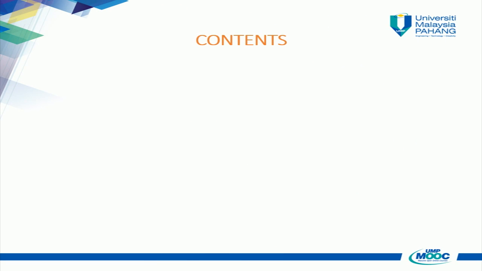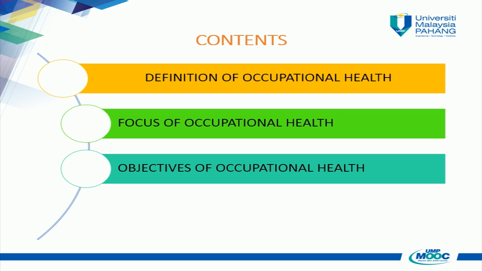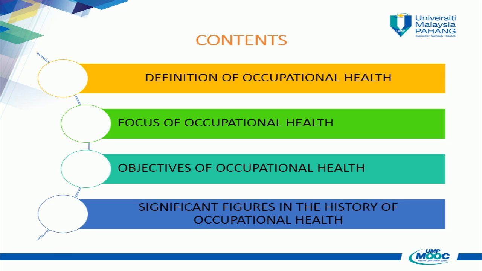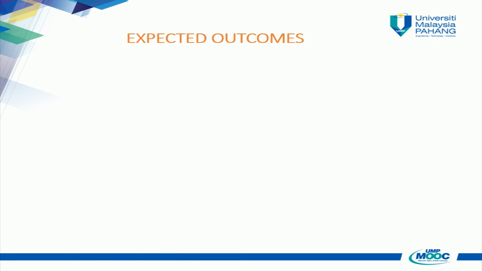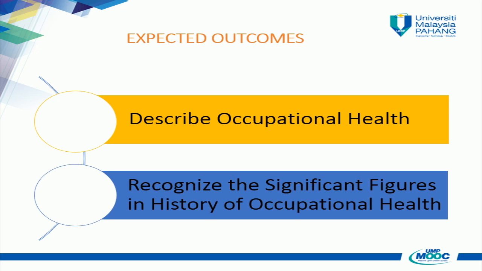Subtopics to be covered include the definition, focus and objectives of occupational health, and significant figures in the history of occupational health. With that, at the end of this part of the chapter, you are expected to be able to describe occupational health generally and recognize several significant figures in occupational health history.